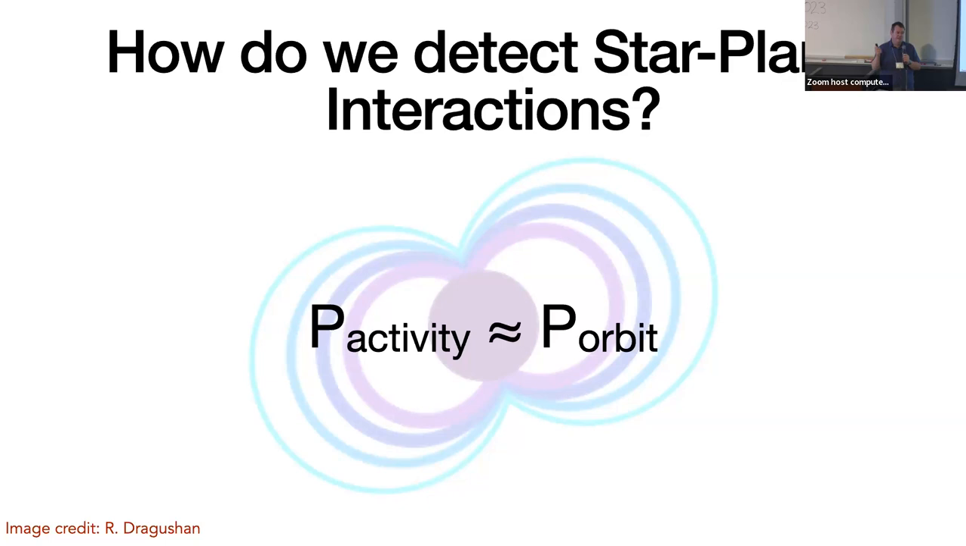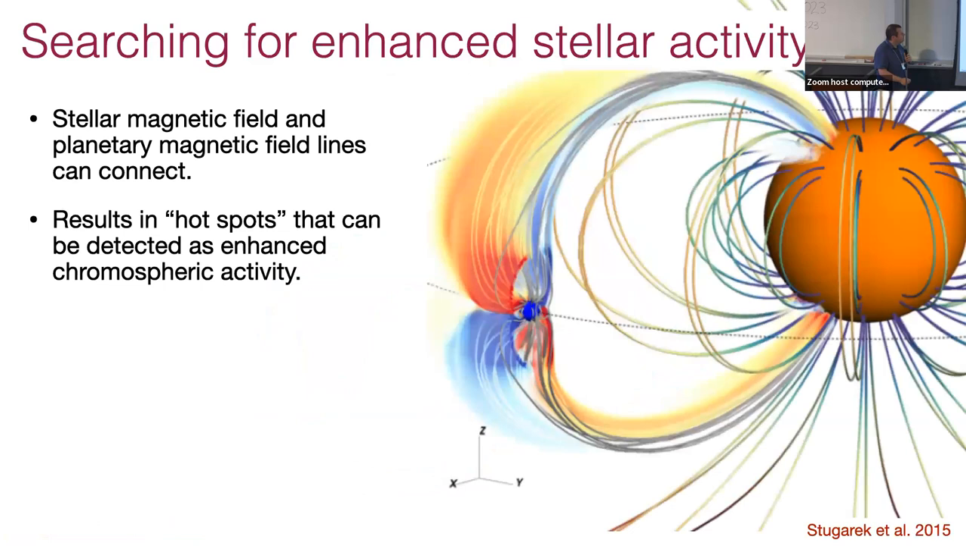But if in fact it phased with the orbital period of the planet, then you could say this is actually induced emission caused by the presence of a hot Jupiter. And this is kind of how the early searches for star-planet interactions were led.